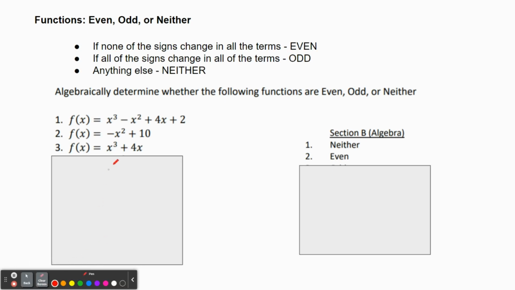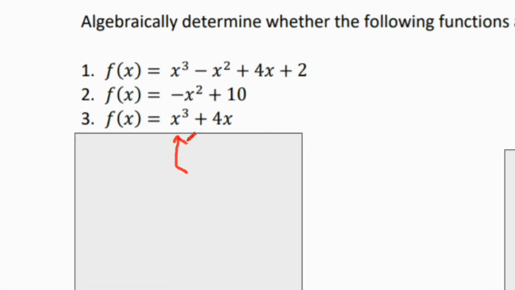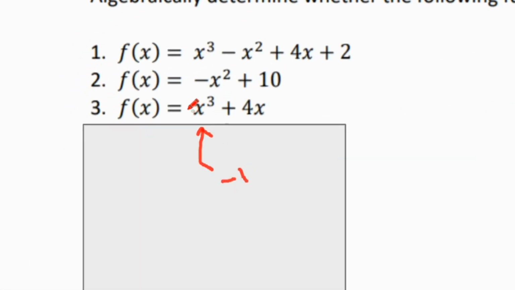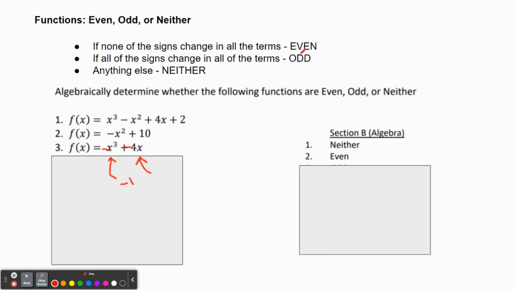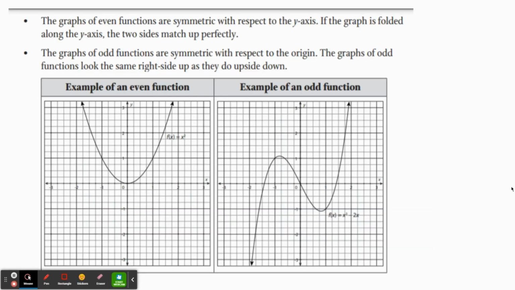Now let's do one more. If I plug -1 in here, I'm going to get -1 because -1 times -1 is +1 times -1 is -1. So this sign is going to actually change. And if I plug -1 in here, this sign will actually change. So I have two terms where both the signs are changing, which means that this is going to be an odd function. Here's what the graphs of an even and an odd function will look like.